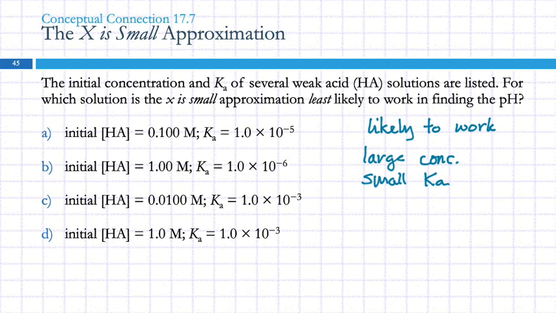Well, this one is asking us the opposite, which is least likely. So then we're looking for the opposite of these. We're looking for a small concentration and a large Ka. So we can look at these guys. We're looking for a small concentration. Well, B and D are large concentrations. So those probably are not what we're looking for. And then we're looking at the Ka. Here's 10 to the minus 5 and 10 to the minus 3, which is least likely to work. C.